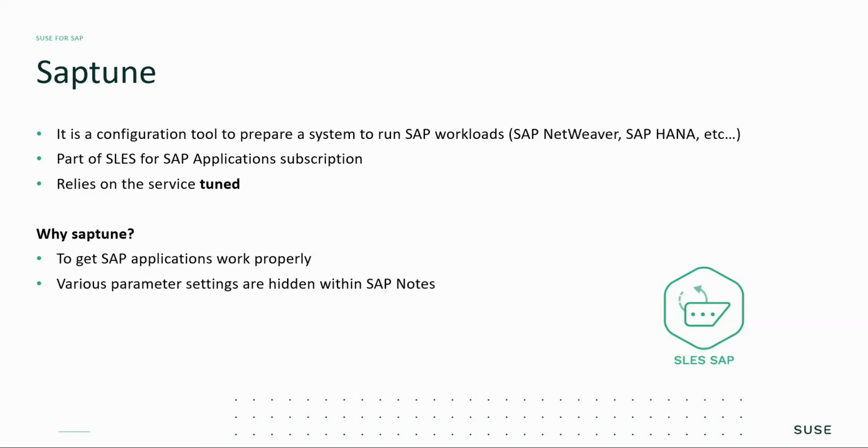Now, why do we need Saptune? We need it because we need to apply certain SAP notes to get specific SAP applications to work properly. There are various system parameter settings that need specific values, and these values are hidden within SAP notes. So, Saptune gives you a central framework for configuring SLES to run various SAP workloads based on SAP recommendations.